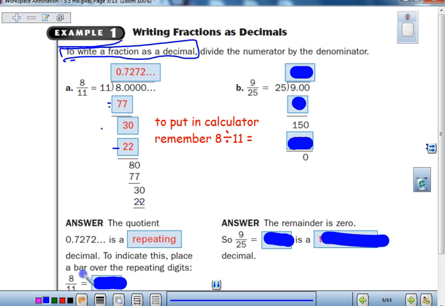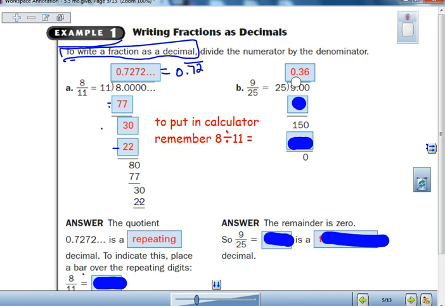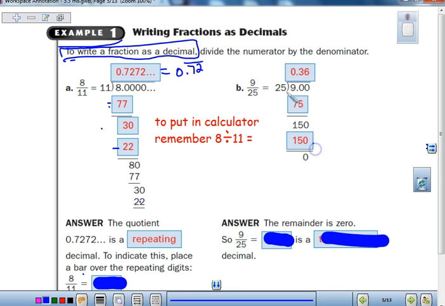And how do we write that repeating decimal? At this point, you could put your answer is 0.72 and putting the bar over the 7 and 2 to show it repeats. What about 9/25? There's a couple of ways. One way is doing the division like we do here. 25 can't go into 9, so it goes into 90 3 times, and we do our subtraction.